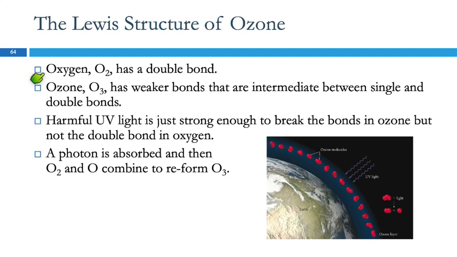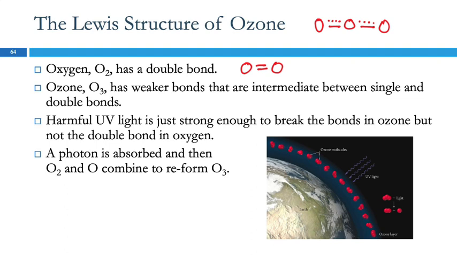Okay, so oxygen has a double bond. Ozone has weaker bonds. We drew the Lewis structure for ozone, and it had two resonance forms, and we agree that the actual structure is a combination of those, kind of an average, and so we can think of it as a 1.5 bond here and a 1.5 bond there. These bonds are weaker than the double bond in an oxygen molecule.